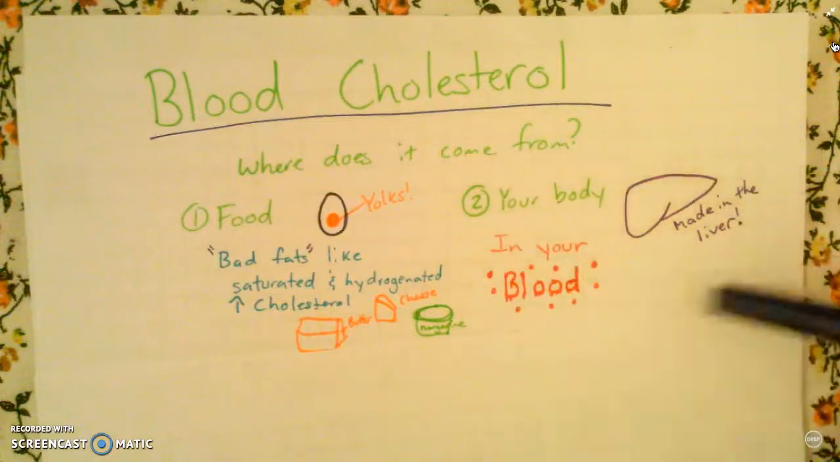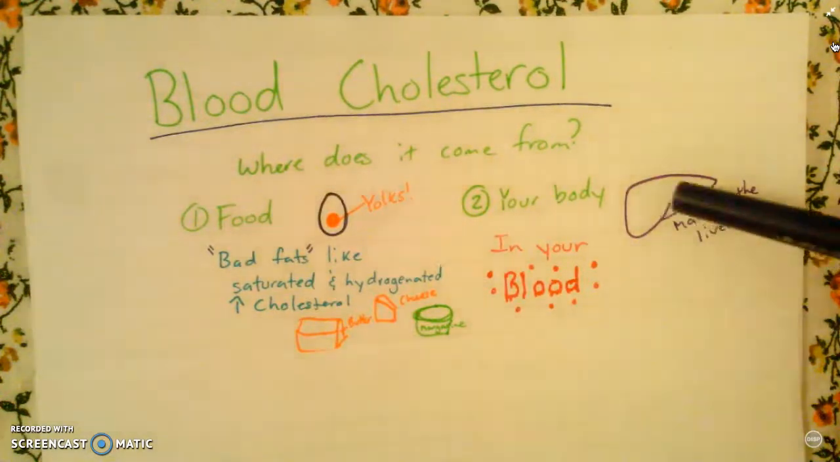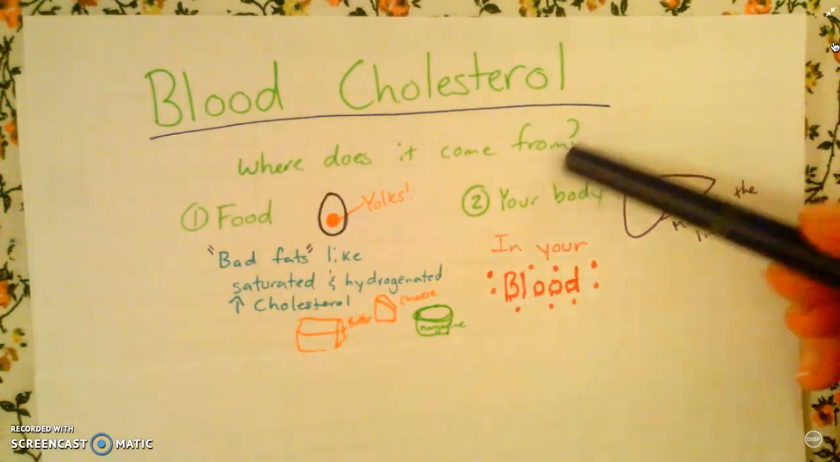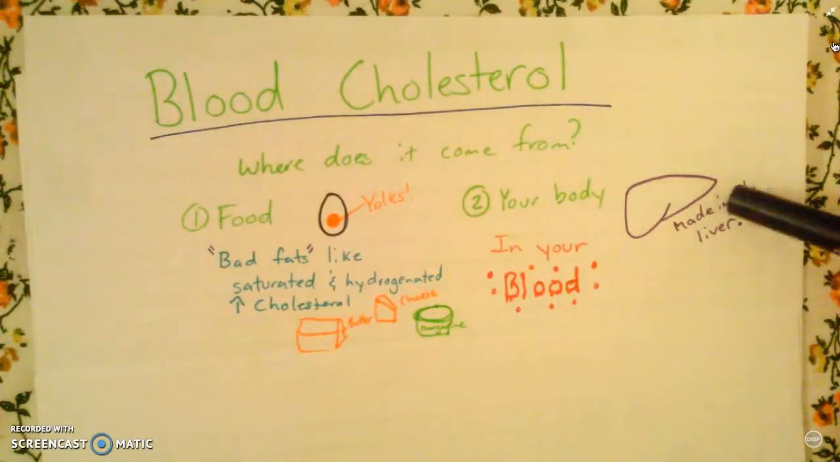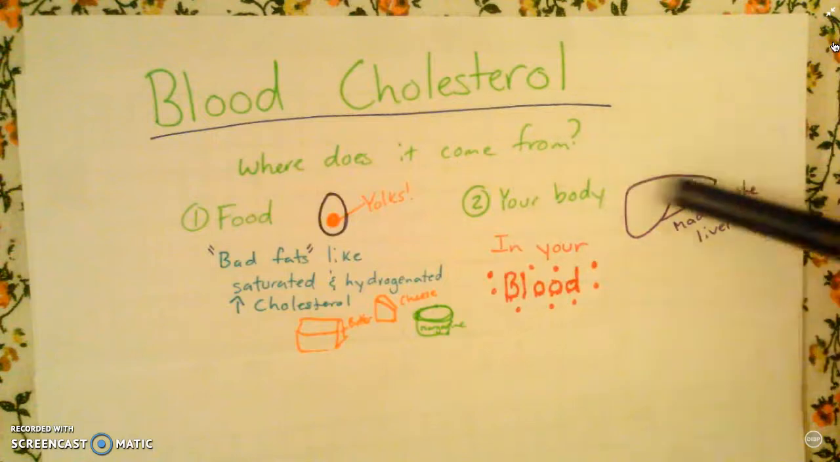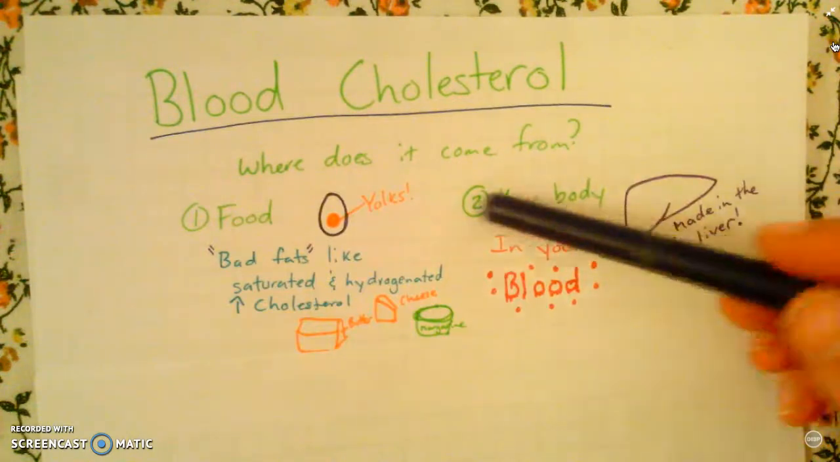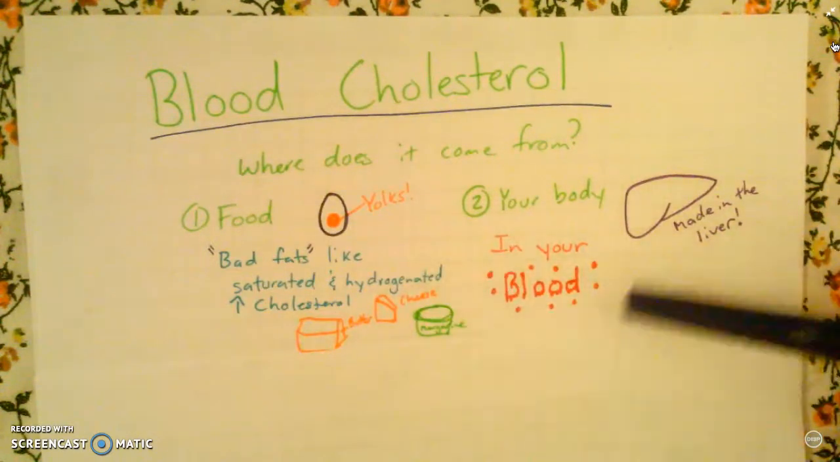Then we also make cholesterol within our body, and it's made in the liver. The liver actually has tons of different functions in our body. So we make cholesterol in our liver, and then it's found in our bloodstream.